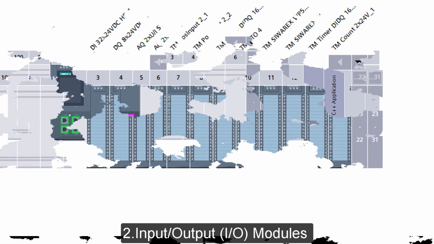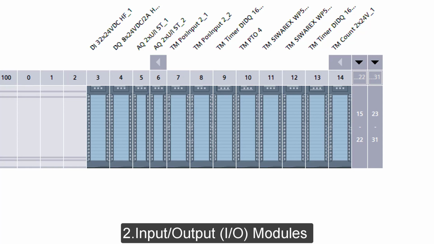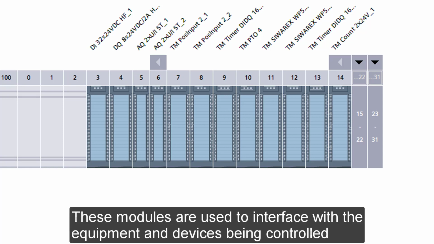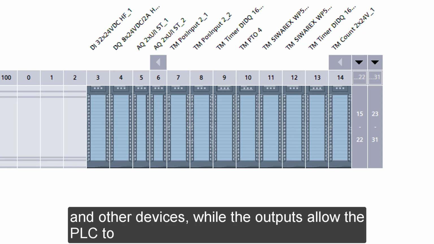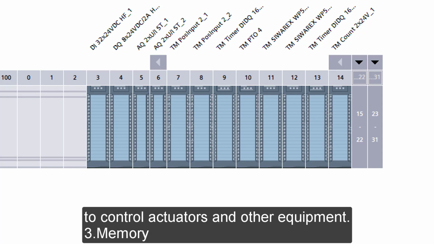2. Input/output, I/O, modules. These modules are used to interface with the equipment and devices being controlled. The inputs allow the PLC to receive signals from sensors and other devices, while the outputs allow the PLC to control actuators and other equipment.